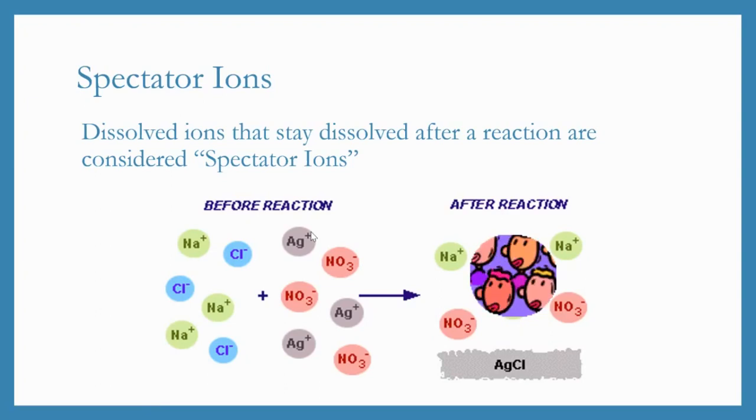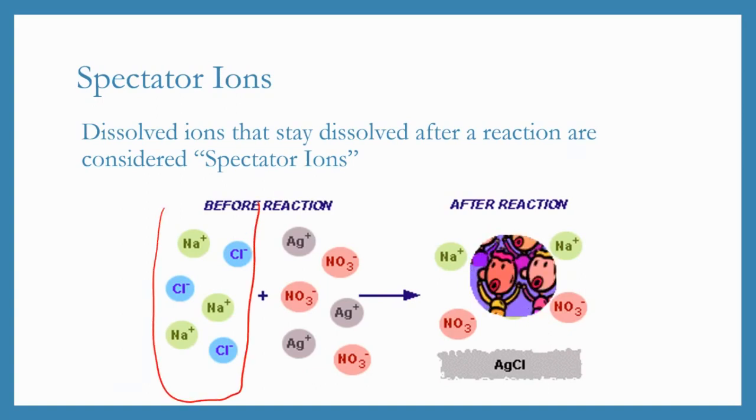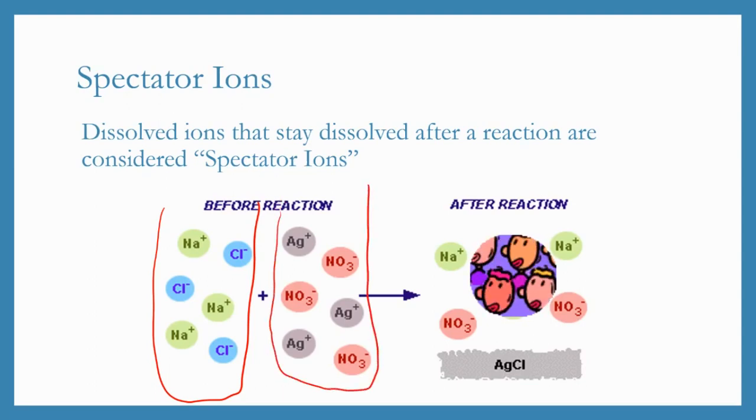There's these things called spectator ions, and spectator ions are dissolved ions that stay dissolved after a reaction is done. So if I have in a test tube a clear solution of sodium chloride, and that means the sodium and the chloride ions are all broken down and separated. And then I have a clear solution of silver nitrate. So silver and nitrate pulled apart, dissolved by water.